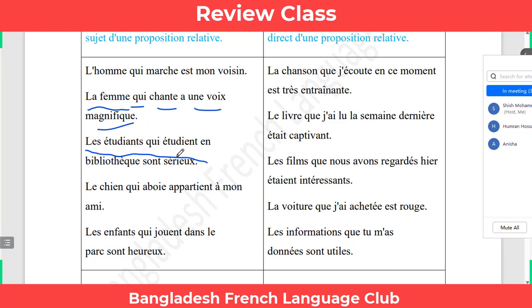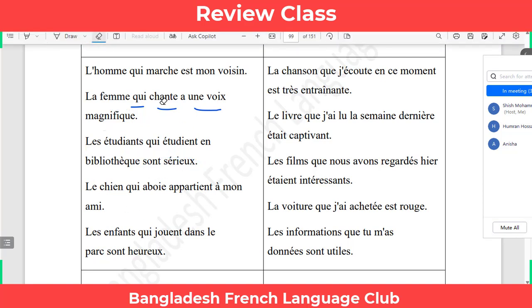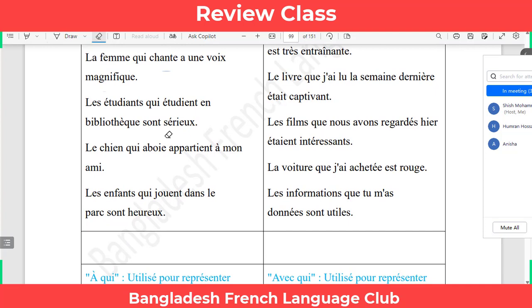Les étudiants qui étudient à la bibliothèque sont sérieux, right? Okay, yeah. So this is, I believe, understandable. So this is how we can use the qui.